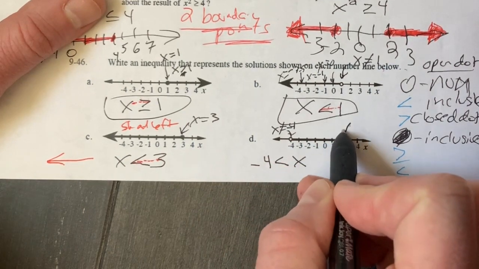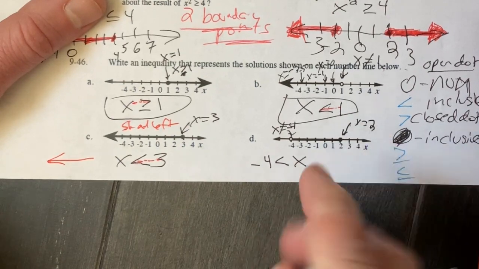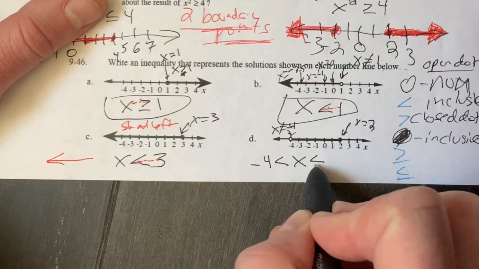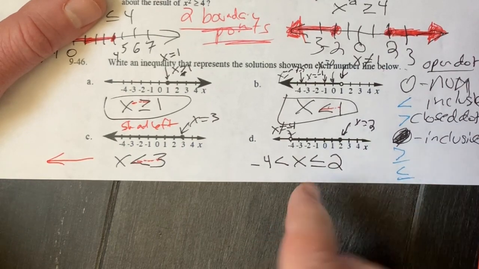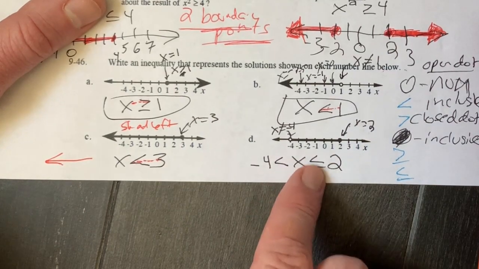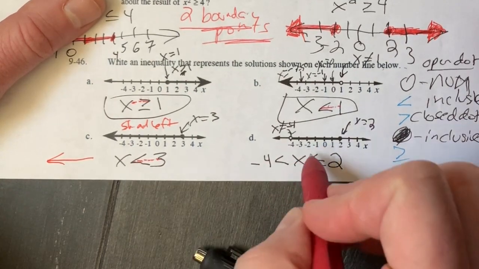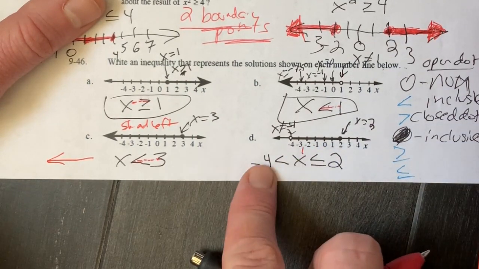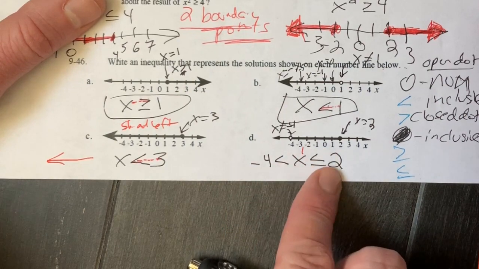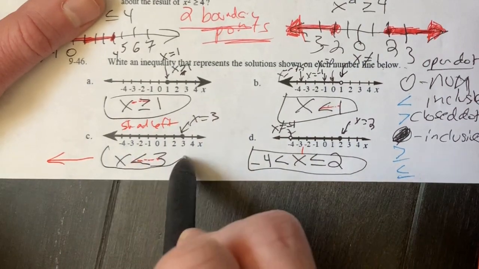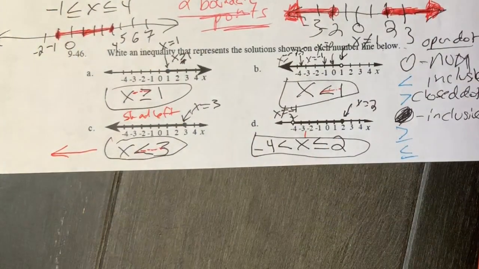And x can equal 2. So we have a boundary point at x equals 2, and it's inclusive. It can't be beyond 2, so I'm going to put my inclusive symbol here. x is less than or equal to 2, because 1, for instance, is wedged in between those, right? x can be 1. -4 is less than 1, but less than or equal to 2. And this would be our solution to D, and hopefully you got this for C as well.